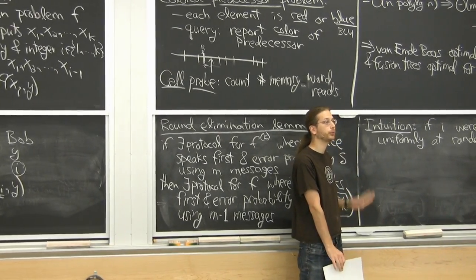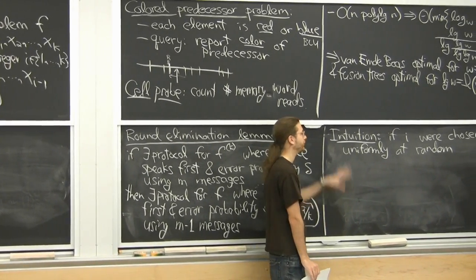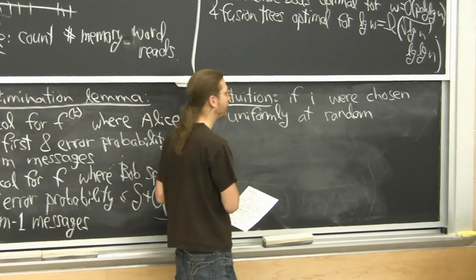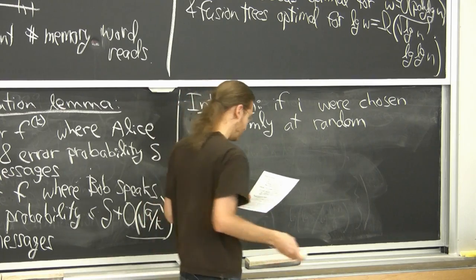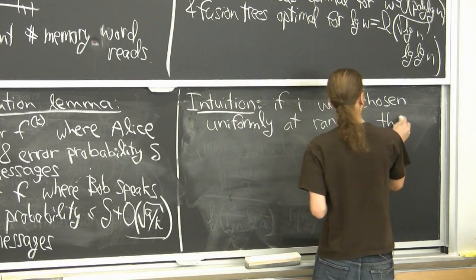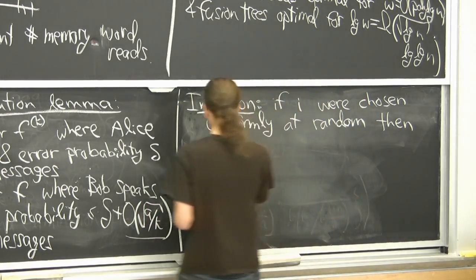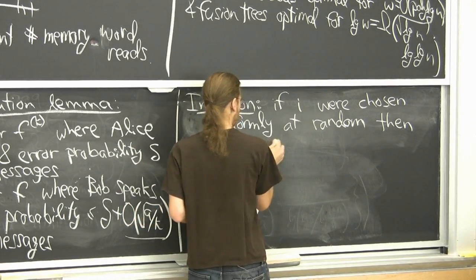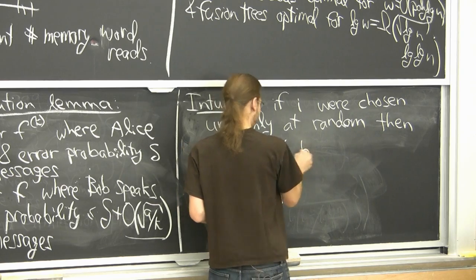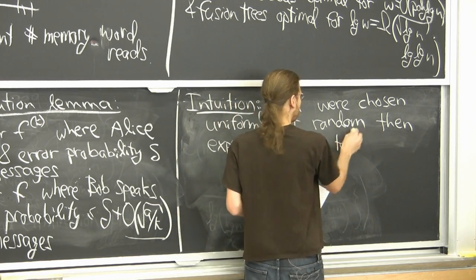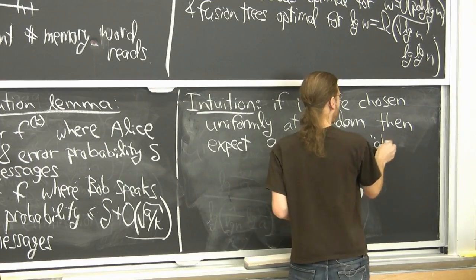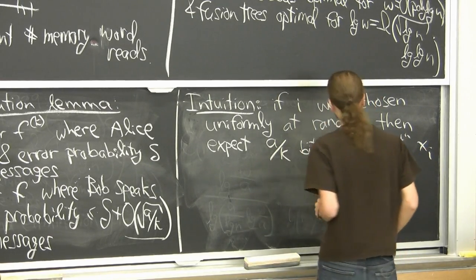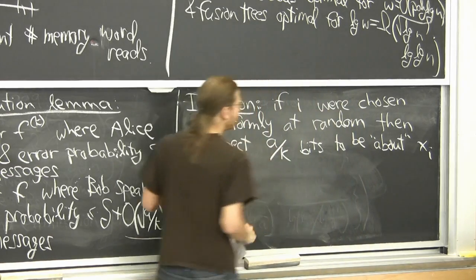So we get to assume that the input is random. We'll see why in a bit. So in this world, we can assume that I is chosen uniformly at random. And given that assumption, you would expect exactly a over k bits to be about xi. Okay, that would be the best you could hope to do.